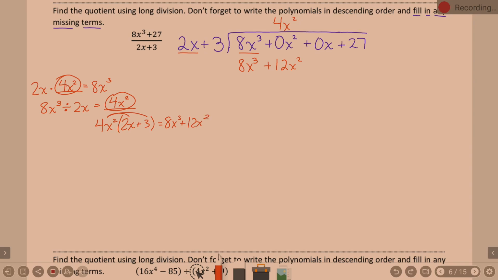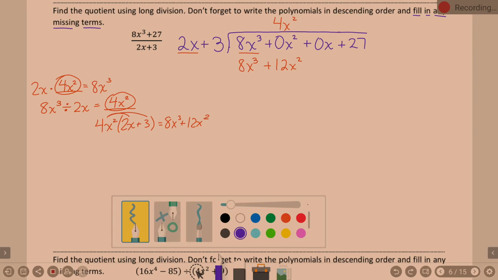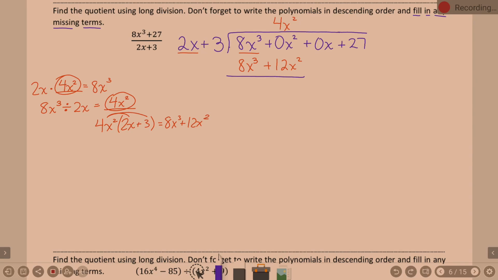You guys realize these side steps I'm doing, take them or leave them, right? Some of you are going to want them to remember what you did 2 hours from now when you look at homework. Some of you are going to be fine without. Are you doing the next step? What do you do? Subtract. 8x cubed minus 8x cubed is 0. 0x squared minus 12x squared is negative 12x squared. And drop down your 0x.